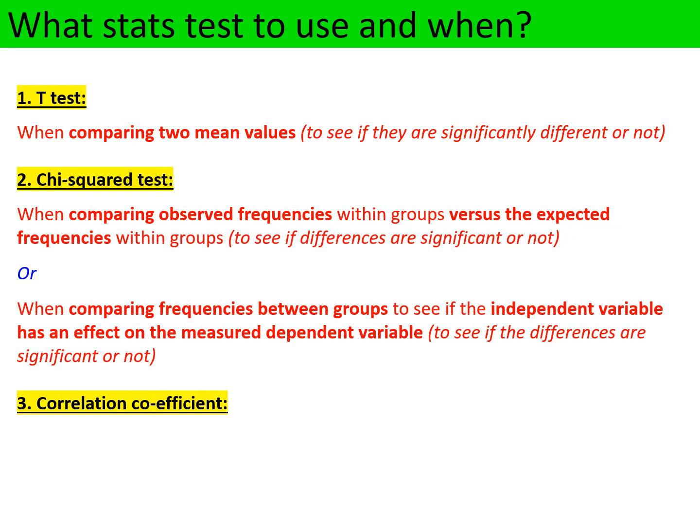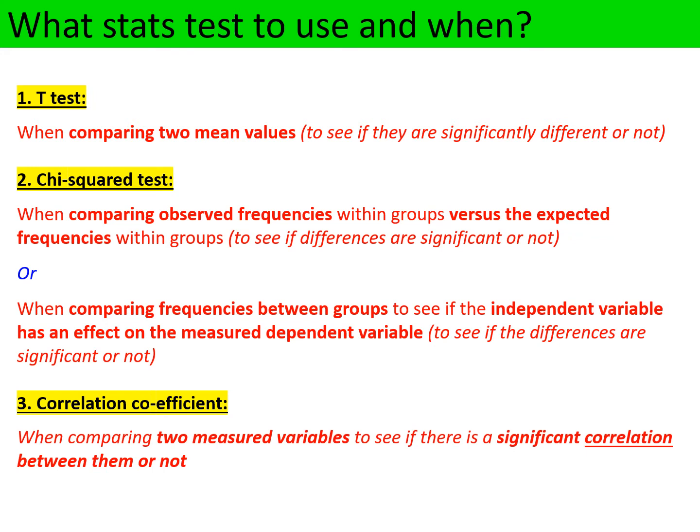Is it towards the light or away from the light? So therefore we can see if the independent variable is having an effect on the measured dependent variable, which in this case is the direction, or whether or not that difference between the numbers that go towards the light or away from the light is due to random chance on its own. Now the third stats test is called the correlation coefficient.